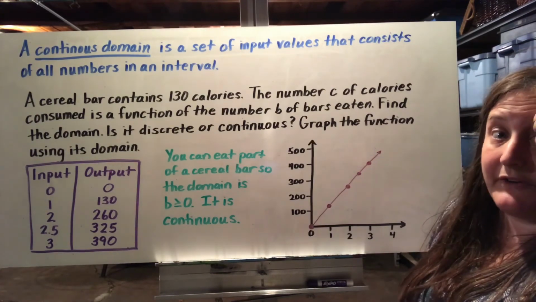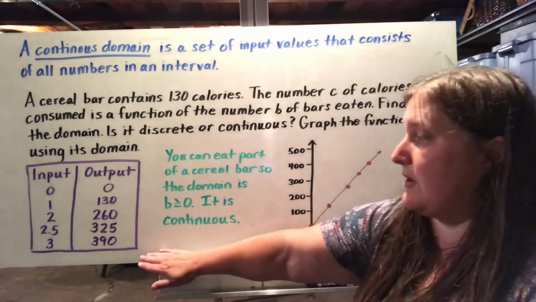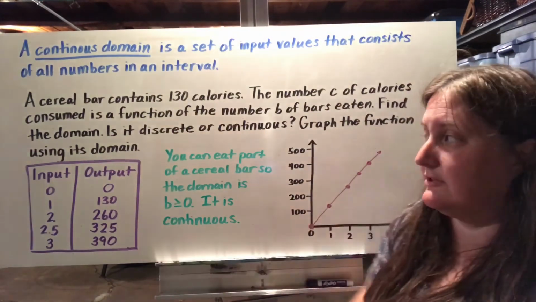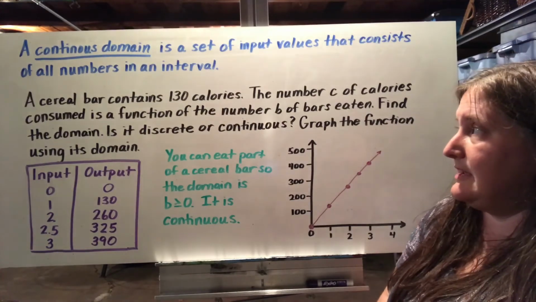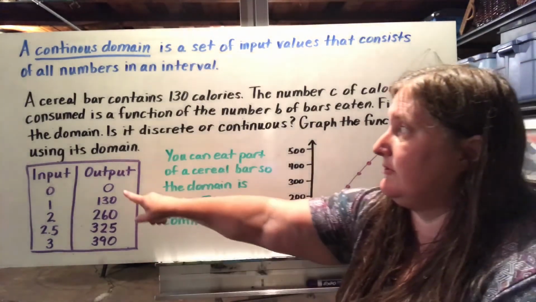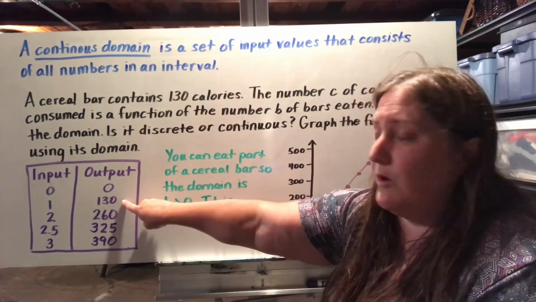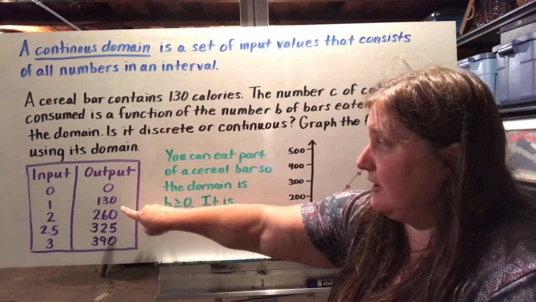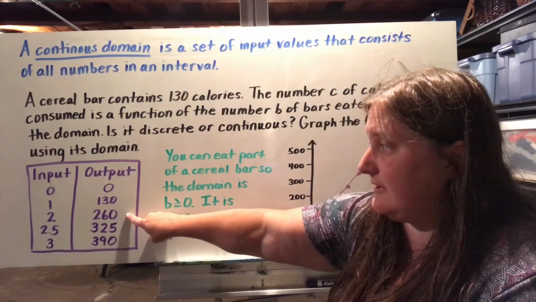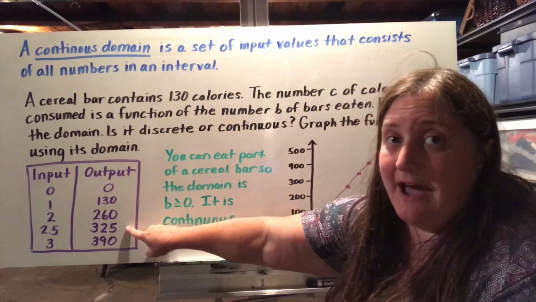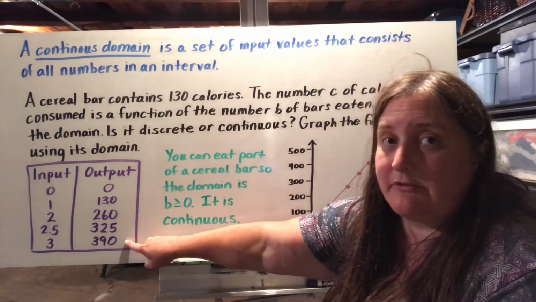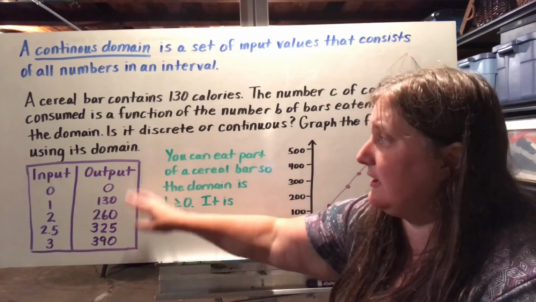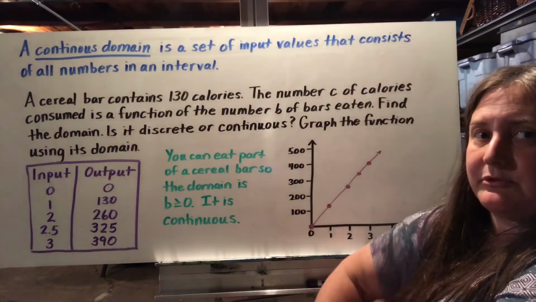To start off, I created an input-output chart where I could find some values that fit the situation to better understand what's going on here. If I eat 0 cereal bars, I will have consumed 0 calories. 1 bar is 130 calories. 2 bars are 260 calories. If I eat 2.5 bars, I've eaten 325 calories. 3 bars are 390 calories, and I could keep going, but this helps me understand what's going on in this problem.